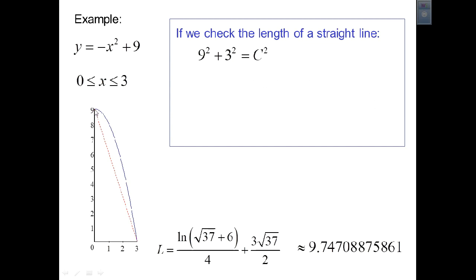Now, for a straight line going from 0 to 3, we could actually find out what that length would be by 9 squared plus 3 squared equals c squared. That gives us 81 plus 9, or 90, and the square root of 90 is 9.49. So this one should be shorter than the curve right here, so the answer that we come up with makes sense.